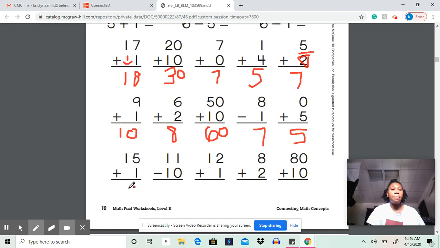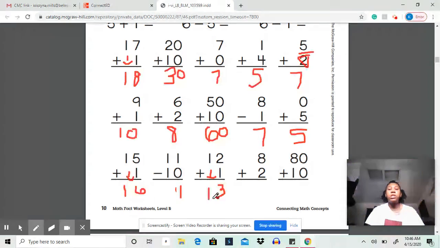15 plus 1, 5 plus 1 equals 6. And I bring down the 1. 15 plus 1 equals 16. 11 minus 10. 1 minus 0 equals 1. And 1 minus 1 equals 0. So the answer for that would just be 1. 12 plus 1. 2 plus 1 equals 3. Bring down the 1.